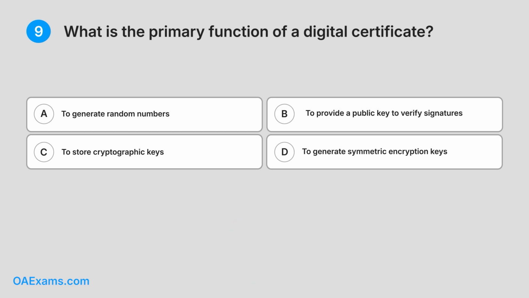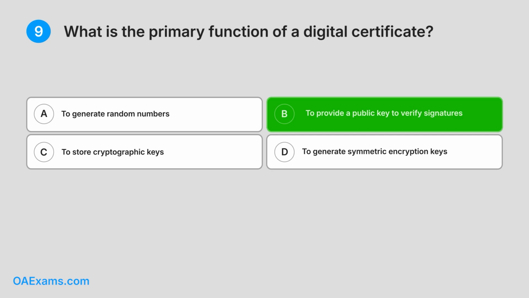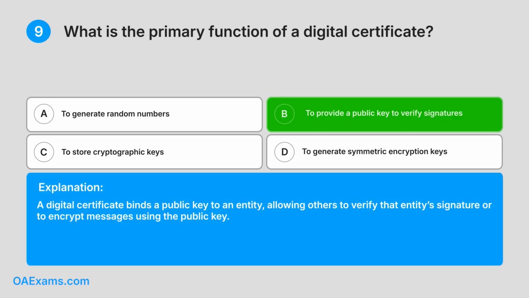Correct answer: B. To provide a public key to verify signatures. Explanation: A digital certificate binds a public key to an entity, allowing others to verify that entity's signature or to encrypt messages using the public key.